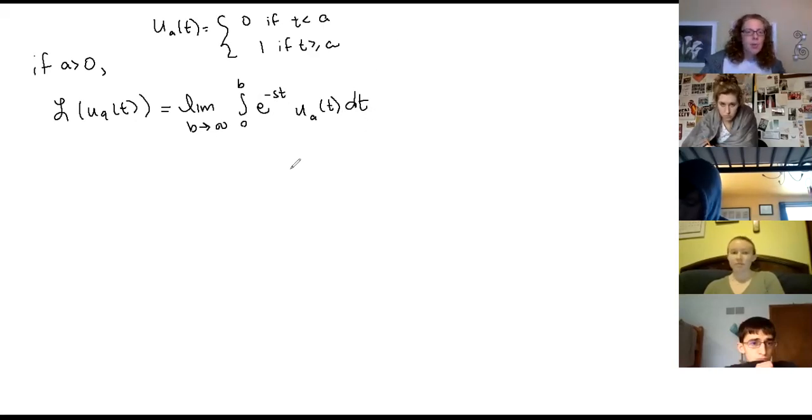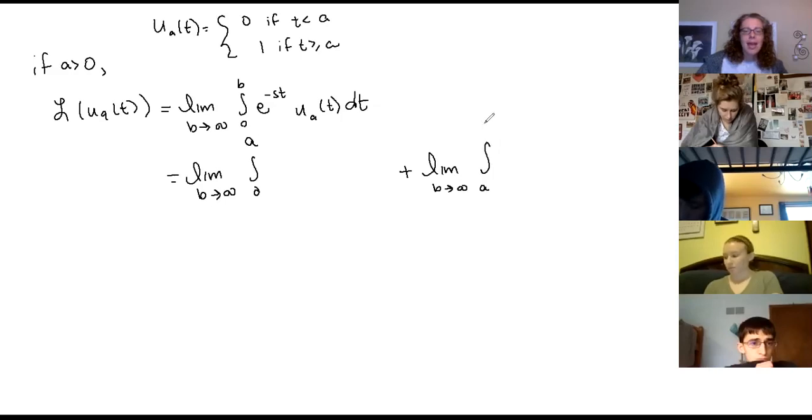This time, we're going to have to split this integral into 2 separate pieces. So we're going to have limit as b goes to infinity, integral from 0 to a of something, and then the limit as b goes to infinity, integral from a to b of something. The function changes rules at a, so therefore I need 2 separate integrals because I've got 2 separate rules for the function at a.